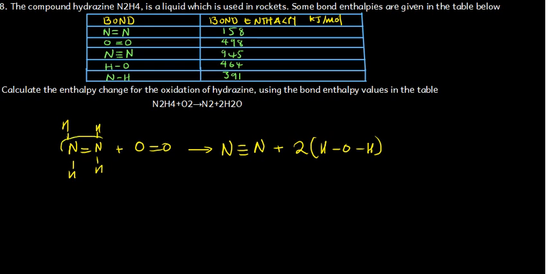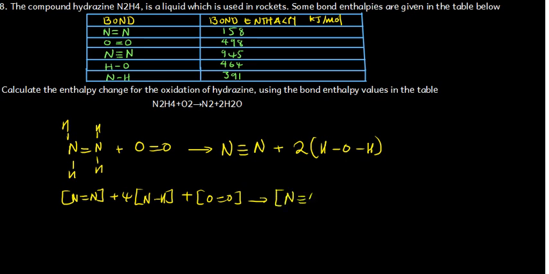And so we have got one N-N bond here, and then we have got 1, 2, 3, 4 N-H bonds. And then we have got the oxygen to oxygen double bond. On the products we have got the nitrogen to nitrogen triple bond, and then we have got OH 1, OH 2, and times these two, that will be 4 OH bonds. So we have got 4 O to H bonds.